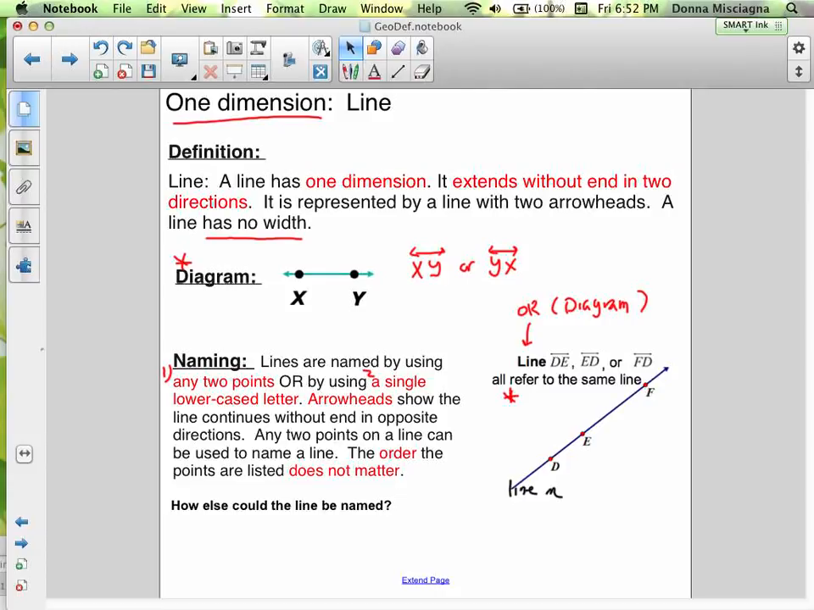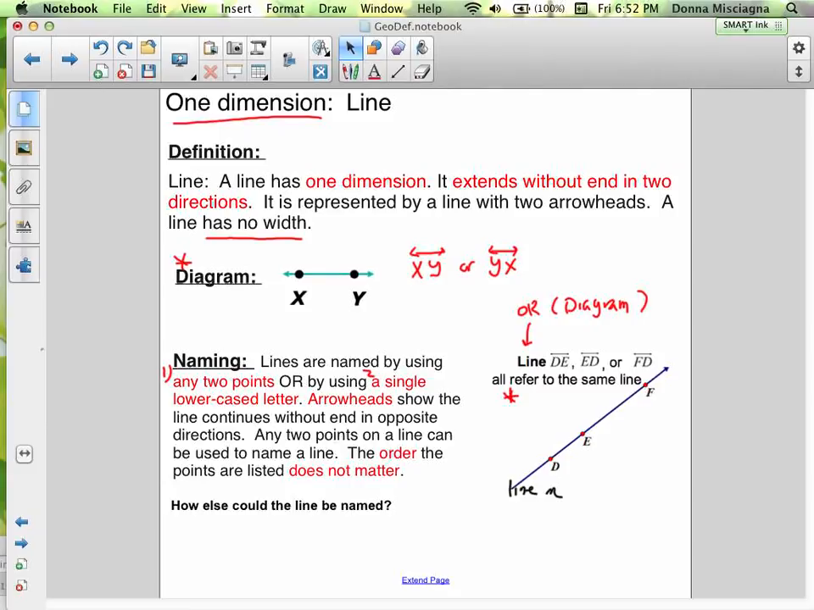For naming, right? Lines are named, and you can write in what's in red. Lines are named by one of 2 ways. Either any 2 points or a single lowercase letter. When it's a single lowercase letter, the line has to be labeled that way. So for instance, that line is labeled line M. Right? So I can call that line M. That M is not a point, it's just a way to label the line. Include that we have arrowheads to show that the line continues without end in opposite directions.